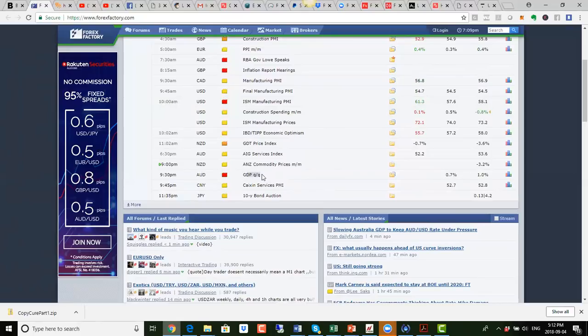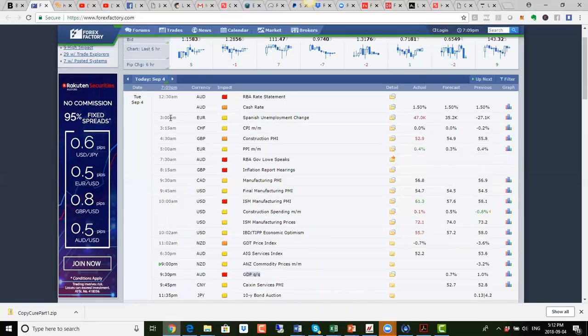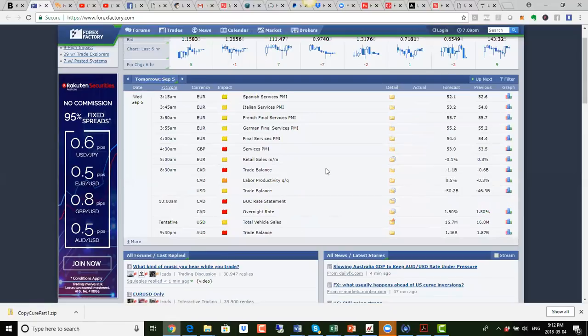Coming up here, we have GDP numbers out of Australia. And if it is negative, that will have a negative impact. If it's lower than this projected value, it will have a negative impact on Australian dollar here. And other than that, we have tomorrow coming up, services PMI number. This will be important for British pound here. And we also have PMI numbers out of the Eurozone. Trade balance number here for Canada will be important.